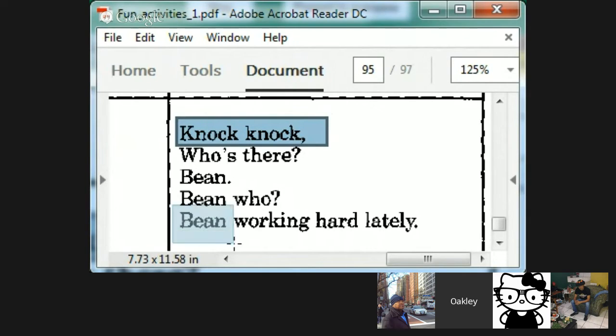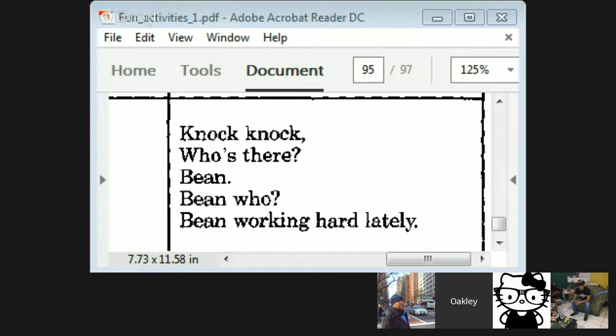Okay. What is Bean? I have been working. Right. Very good. I have been. You're absolutely correct. You have proper grammar structure. I need to have the subject, I. Because I have lately, you're absolutely correct to choose a present perfect tense. I have been working hard lately. Very good.